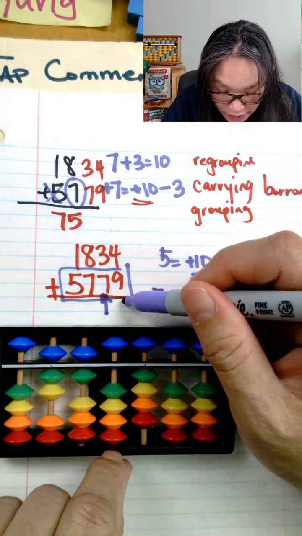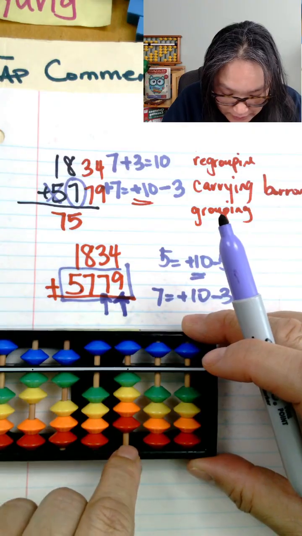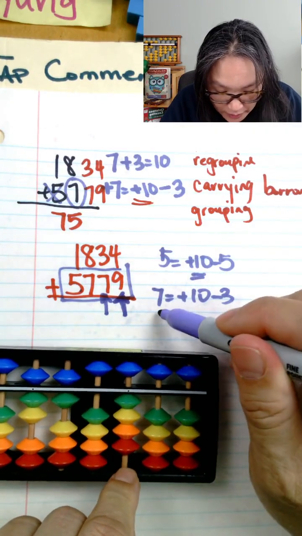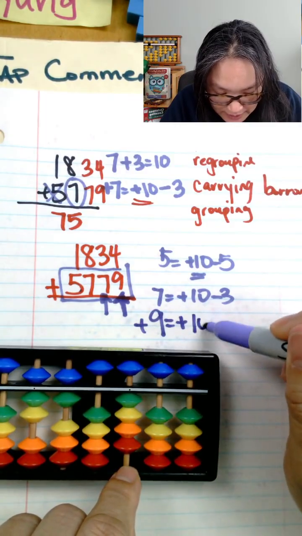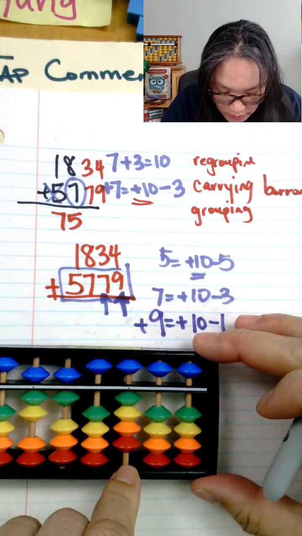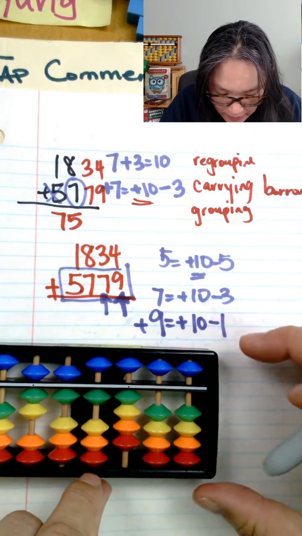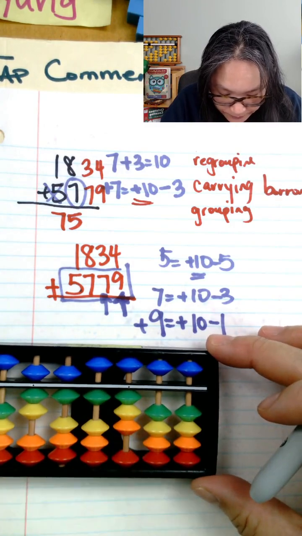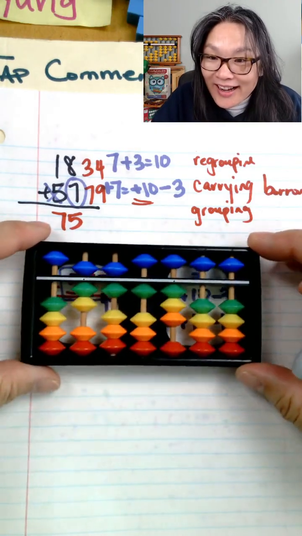Now my next number is 9. This is where I put my 9. How do I do it? 9 is equal to plus the 10 minus 1. So I go to the next column, plus the 10, right? I add the 10, and then I take away the 1. So then my answer is, what is my answer?